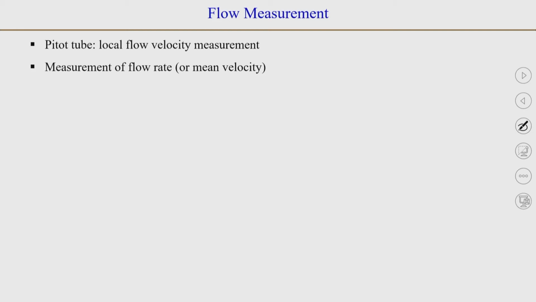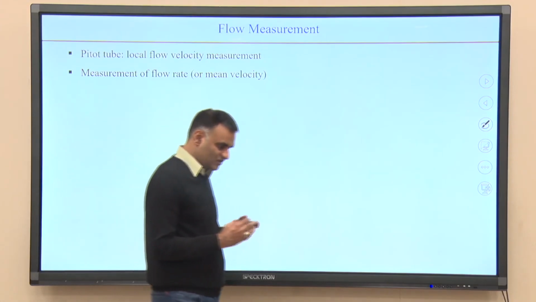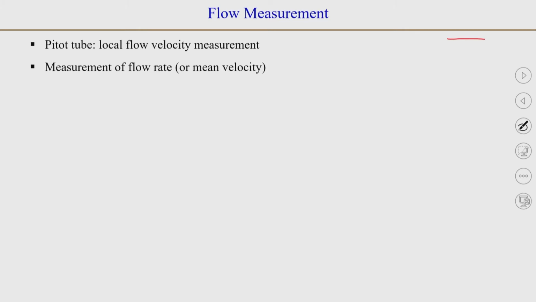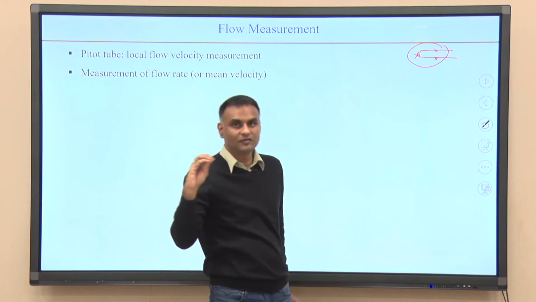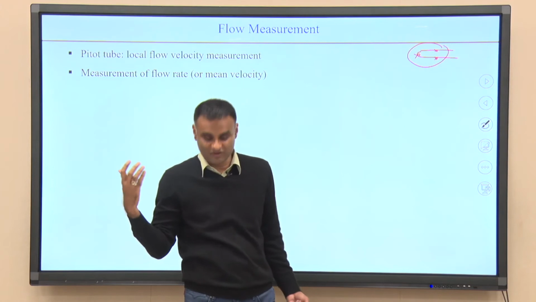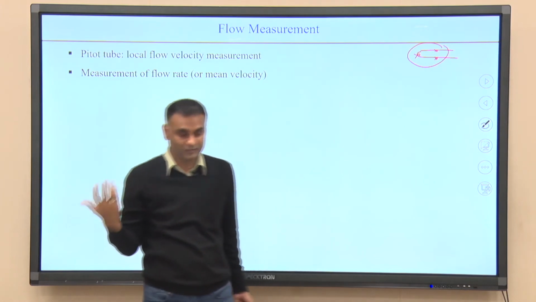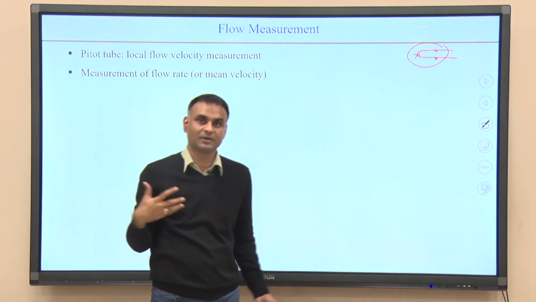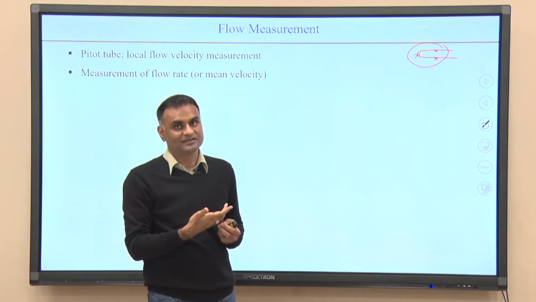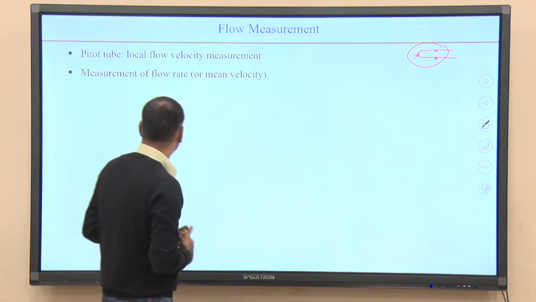Now, apart from that, a pitot tube gives you the flow velocity at a particular point. So, you will get the flow velocity at this local point. So, the pitot tube gives you the local flow velocity. If you want to measure flow rate, which is the general requirement, whenever you want to do any experiment or any flow, the general requirement is that you want to measure the flow rate.